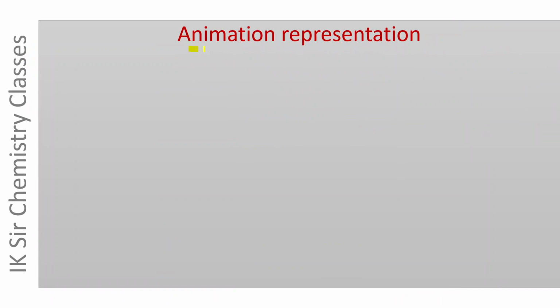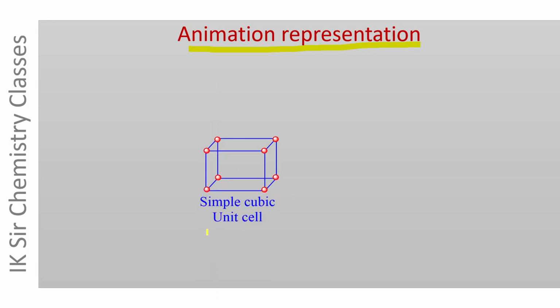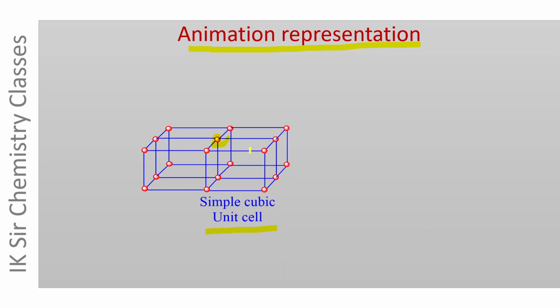Animation representation for the particle present at the vertex of a simple cubic unit cell, which is common to 8 unit cells. It is a simple cubic unit cell. Let us consider this particle which is present at its vertex. This particle is common to 4 unit cells in the same plane. This angle is 90° and 4 such unit cells can be drawn in the same plane. 1, 2, 3 and this is the 4th.